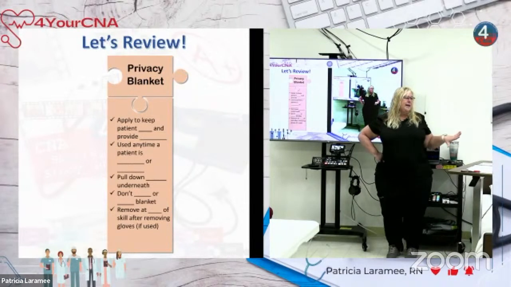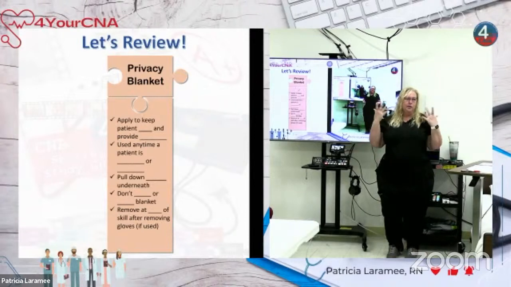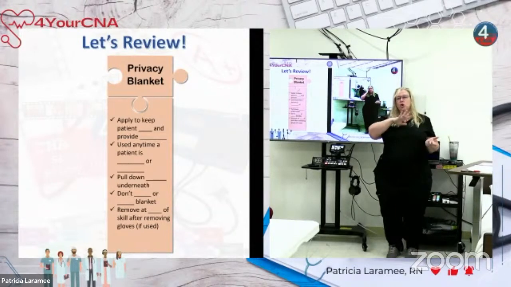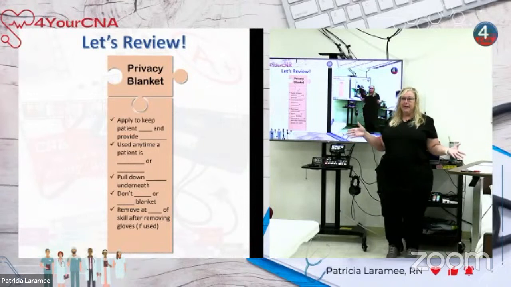Now, when we put the blanket on, what don't we want to do with that blanket? Snap it or shake it. You don't want to cause a vortex to bring up anything that you'll be able to breathe in. And we're going to pull the sheet down underneath the blanket so the patient is always covered. Don't take the sheet down and then put the blanket on.